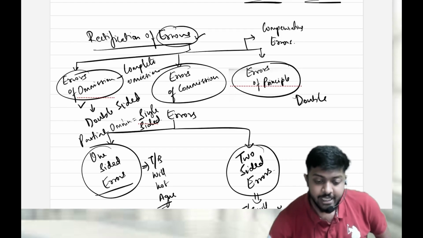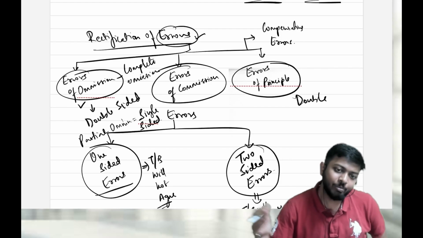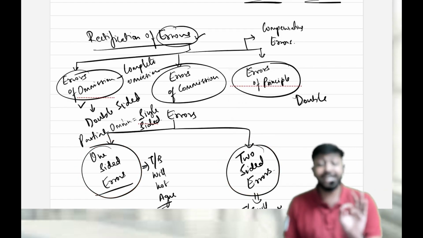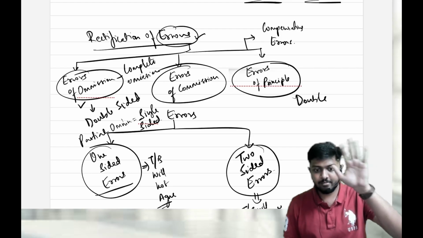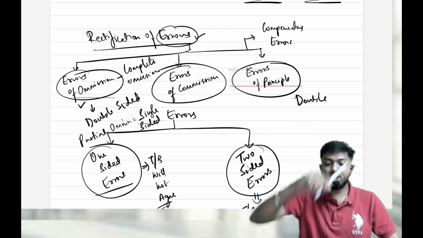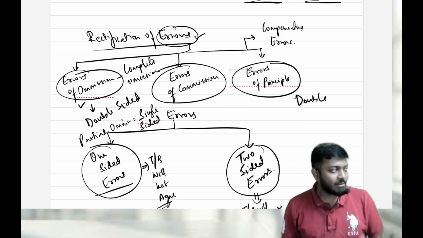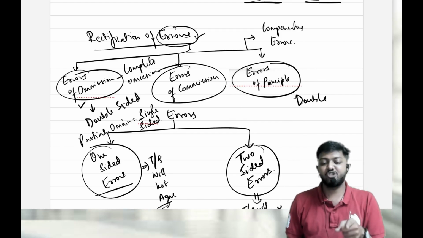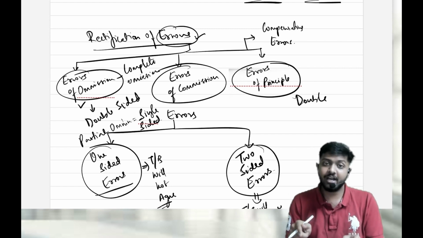Now, these errors can be further classified into two parts: one-sided error and two-sided error. What is one-sided error, two-sided error? You have to understand. Let's come back to our discussion on trial balance. Whenever you prepare trial balance, you put all the ledger account balances. What should happen? The trial balance should tally. Debit side should be equal to credit side. Yes or no? Yes, sir.